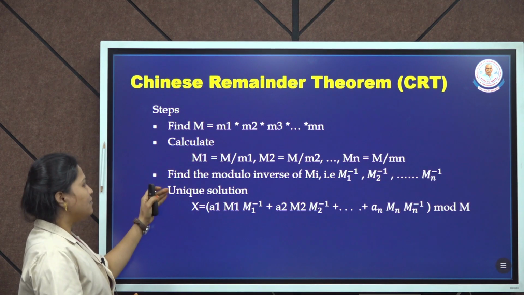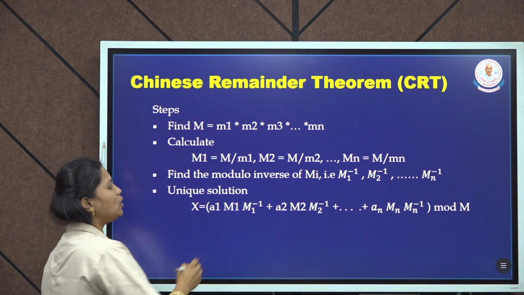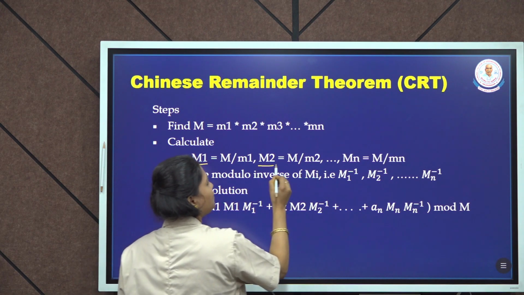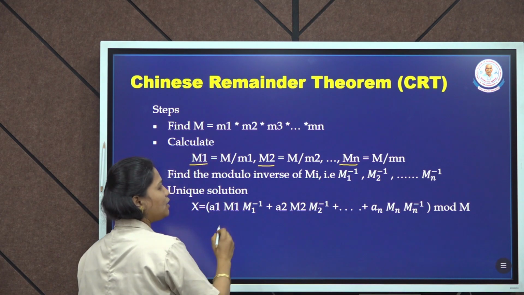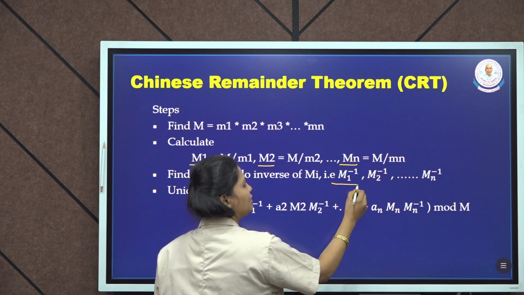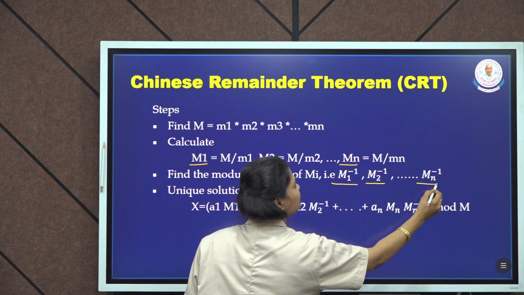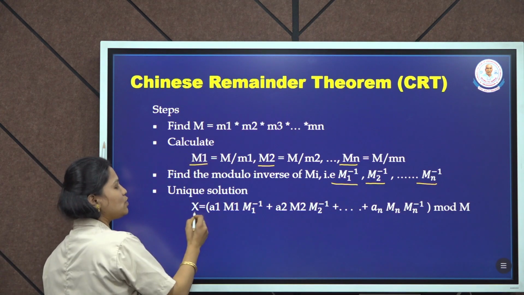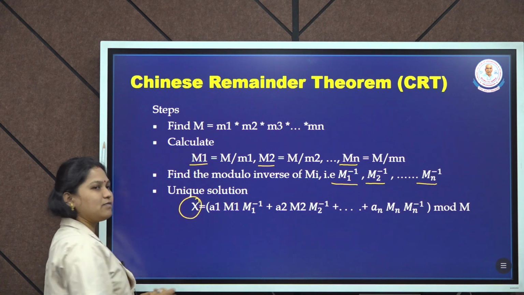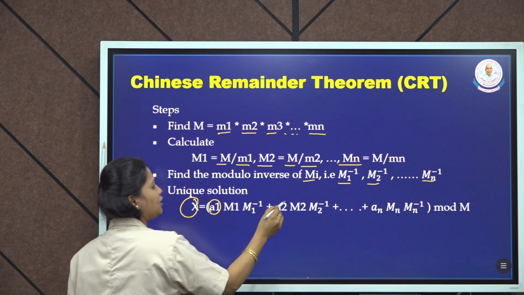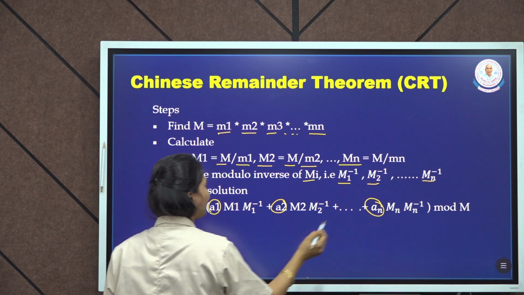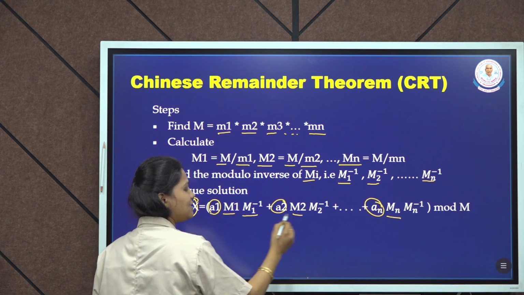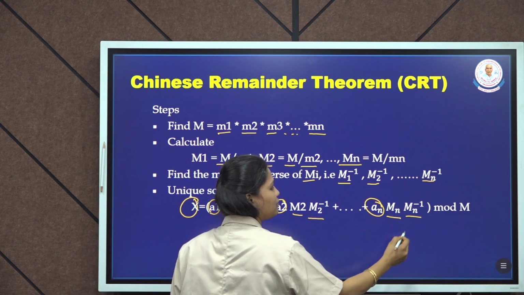Then the next step, we are going to find the modulo inverse of the capital M values. So for capital M1, M2 up to capital Mn, we are going to find the modulo inverses, like M1 inverse, M2 inverse and Mn inverse. Next step, we are going to apply the values into the formula and find the x value. Here we know a1, a2 up to an values, m1, m2 up to mn values, and M1 inverse, M2 inverse, Mn inverse values also.